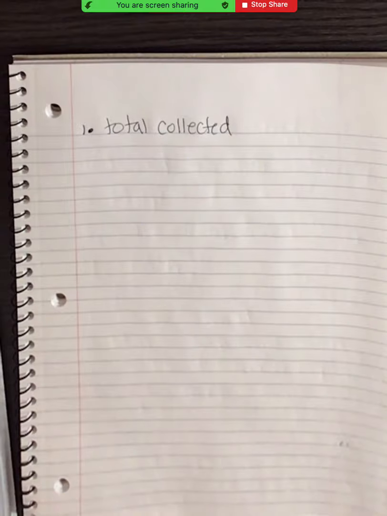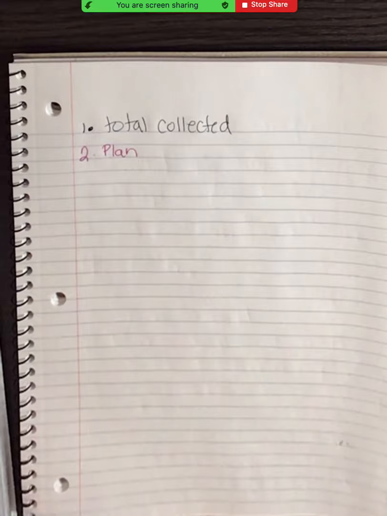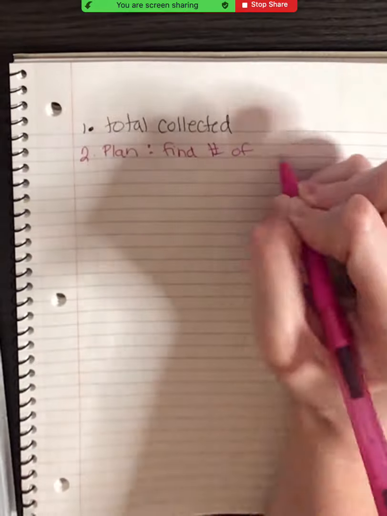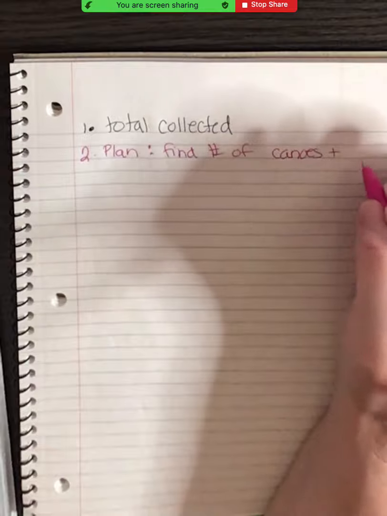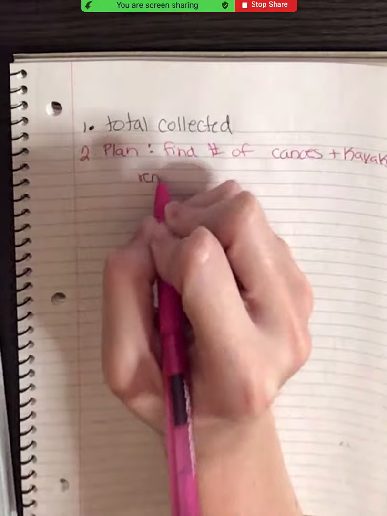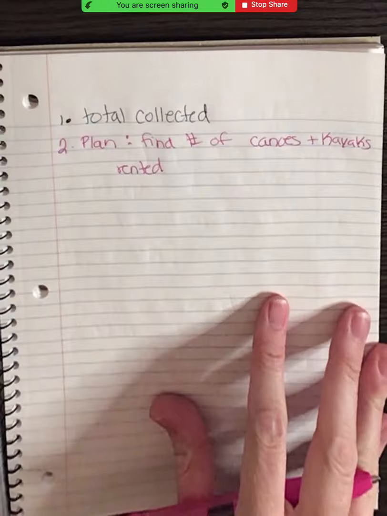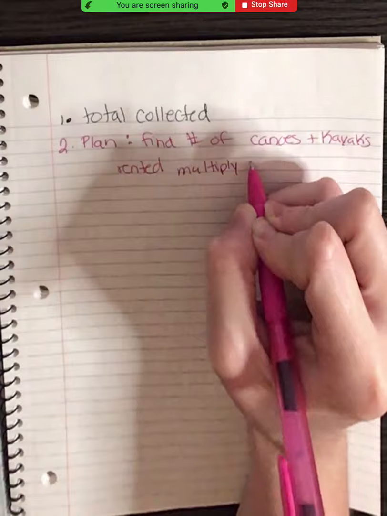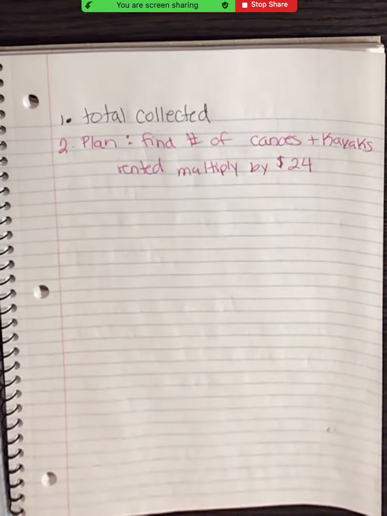Okay, then our plan tells us find how many canoes and kayaks were rented. Then you know for each one rented you collected $24. So then you're going to multiply by $24. Okay? So that's our plan.